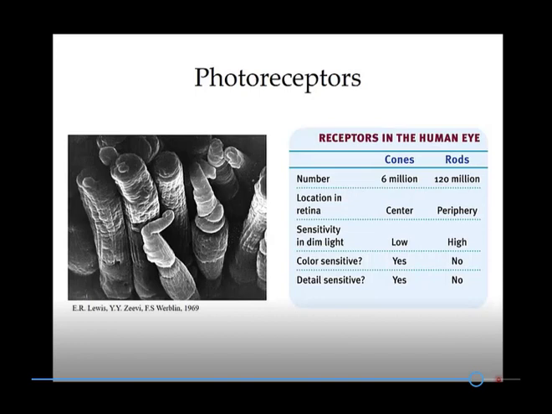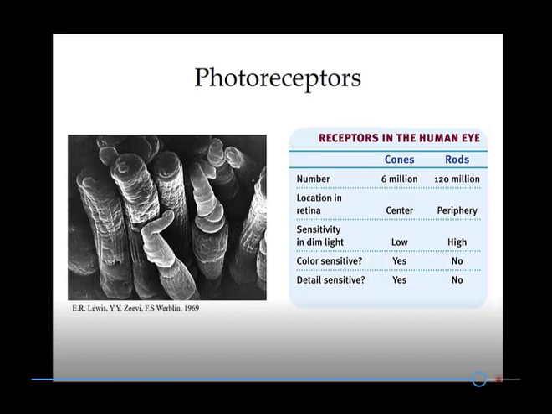And I really wasn't kidding when I said that you have tons and tons and tons of neurons in the back of your eye alone. Cones, you have about 6 million. Rods, you have about 120 million. And that's just the rods and cones. That's not all those other neurons that I was talking about. You have tons of neurons in your eyes.